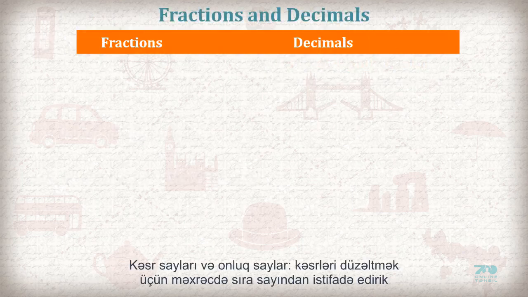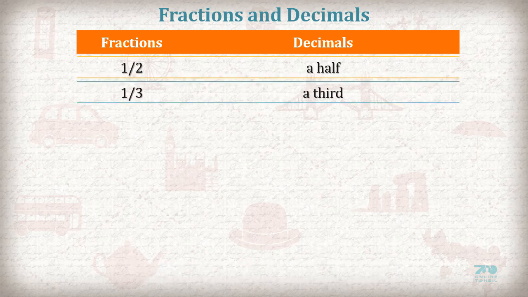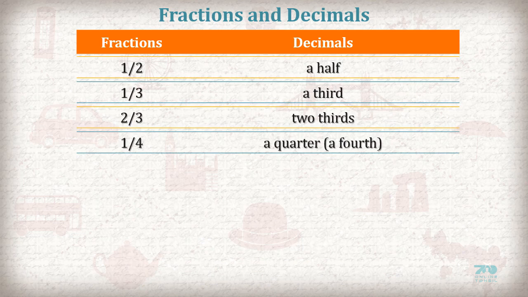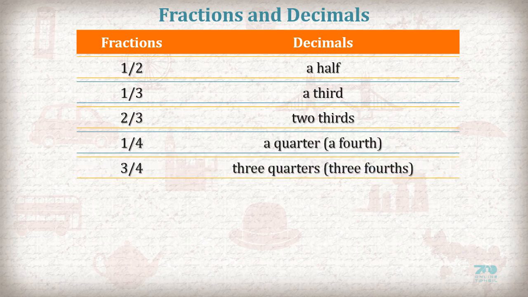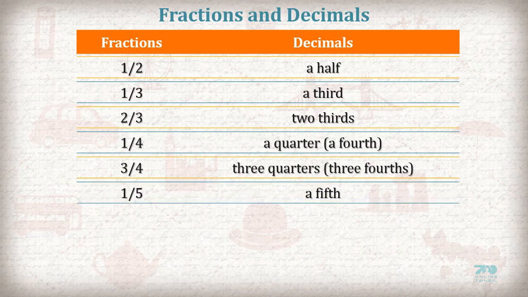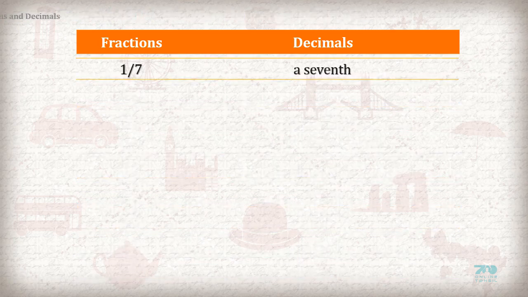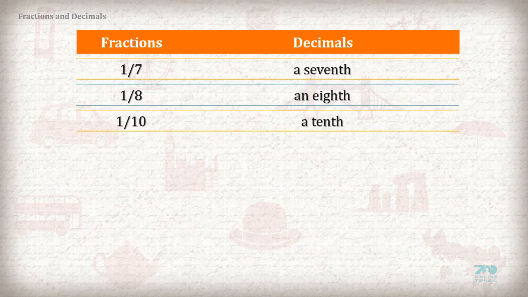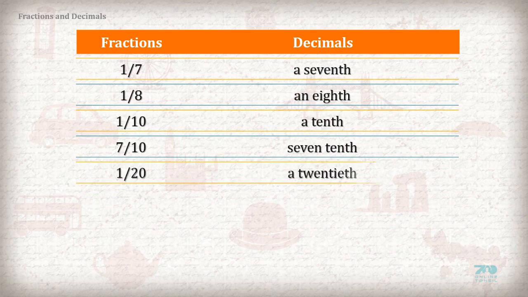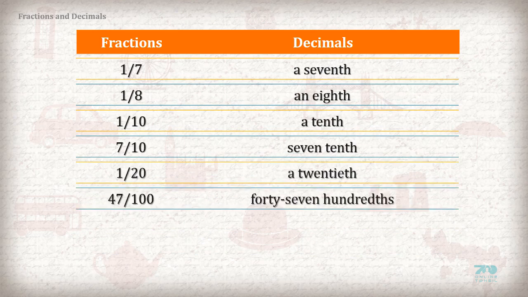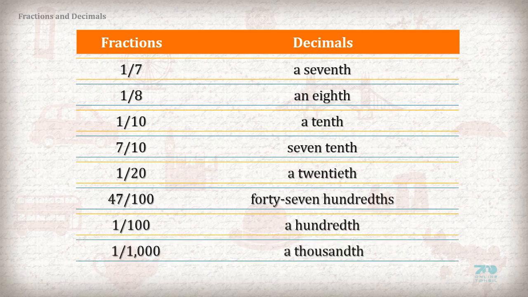Fractions and decimals. We use ordinal numbers at the end position to talk about fractions. A half, a third, two-thirds, a quarter or a fourth, three-fourths, a fifth, two-fifths, a sixth, five-sixths, a seventh, an eighth, a tenth, seven-tenths, a twentieth, 47 hundredths, a hundredth, a thousandth. Notice that 1/4, you can say a quarter or a fourth.